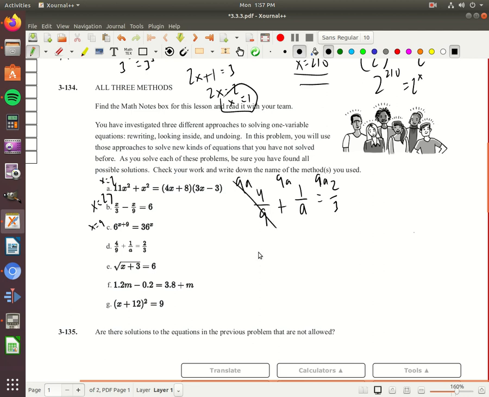The 9's cancel. I get 4a. The a's cancel, plus 9. The 3's cancel, so I'm going to get 6a. Obviously 3a times 2 is 6a. I'll subtract 4a from both sides. 9 equals 2a, so a will equal 4.5.